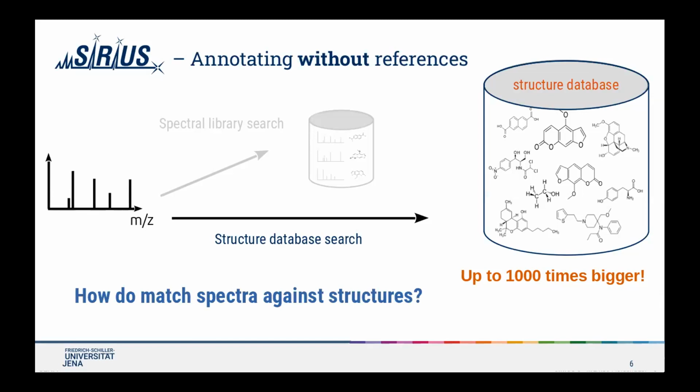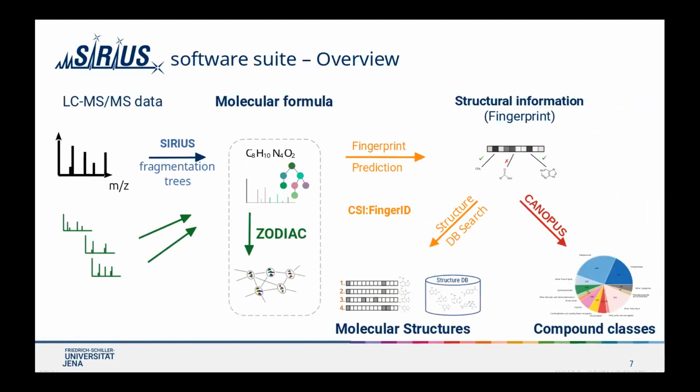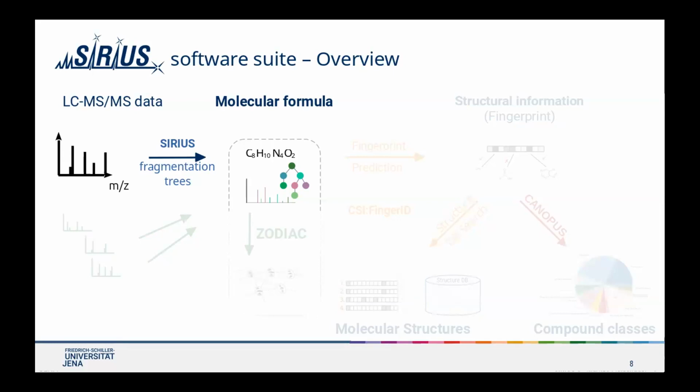However, how do we match spectra against structure databases? Because structures and spectra do not look very similar, we have to do some steps in between. And here's a short overview of the tools and the steps you can do to get to your structure database search result. We will now start with the first type of annotation Sirius can provide you, which is basically the molecular formula of an MS spectrum.